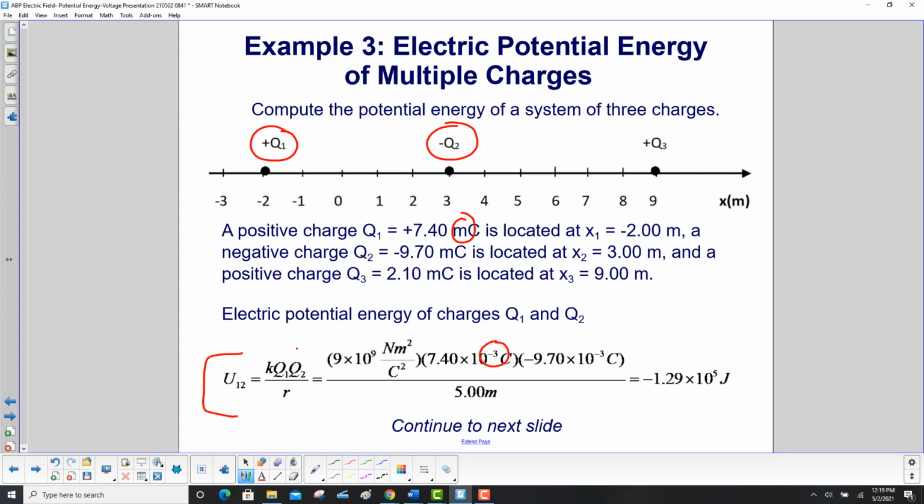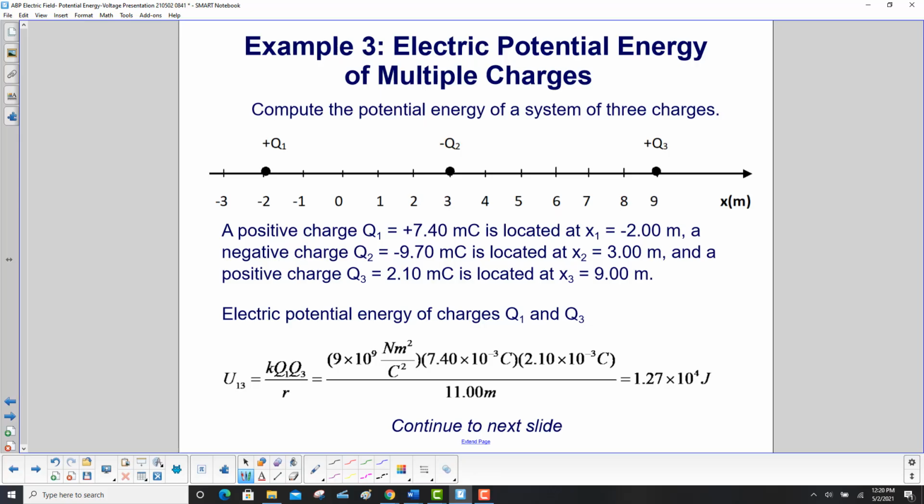Here's our equation. We're given the charges, but what else do we have to find? The distance between them. So that's 1, 2, 3, 4, 5. Or you could have just done 3 minus a minus 2 and gotten 5. Either way works. Put that in the denominator here, and then you get negative 1.29 times 10 to the 5th joules.